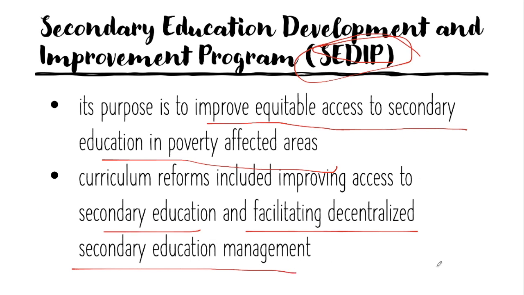So if a long time ago, we only had one high school in a town, for example, nowadays you can see that there are already different high schools in the different parts of a town. Okay, so there's decentralization of secondary education management. Each of these high schools now have their own principals. Okay, so everyone now has access to secondary education. That's because of SEDIP. Okay, that's our 3rd curricular innovation.